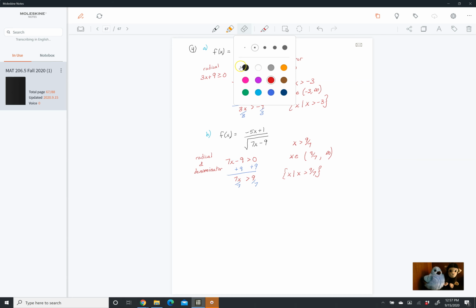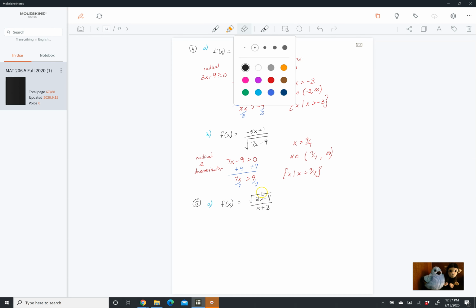Okay, let's take the last example of domain. So the last example, we'll do 2 of these again, is if we have a radical in the numerator. So we have both, but this time our radical is in the numerator. So f of x is equal to square root of 2x minus 4 over x plus 3.